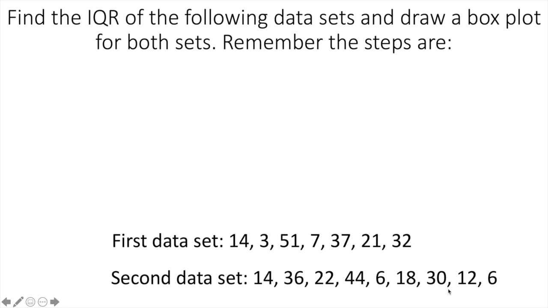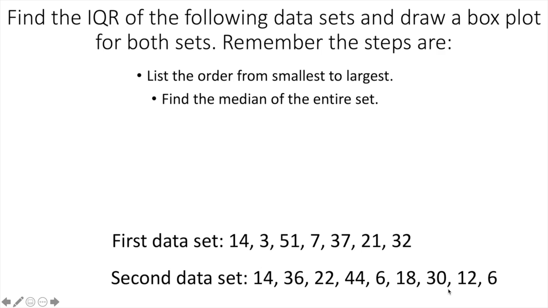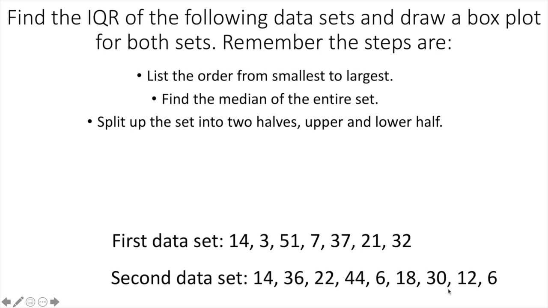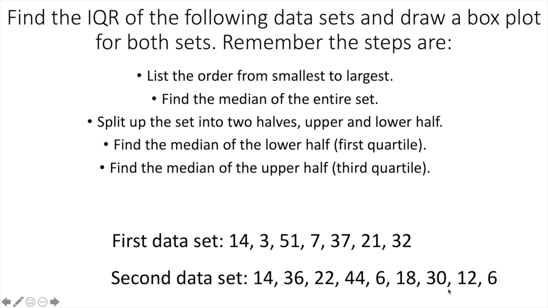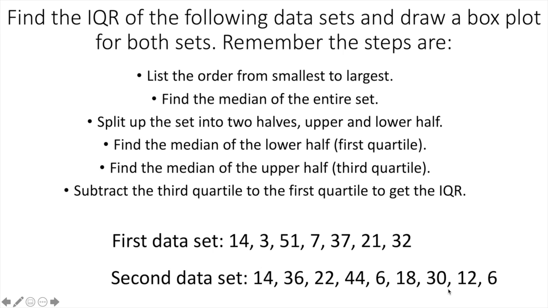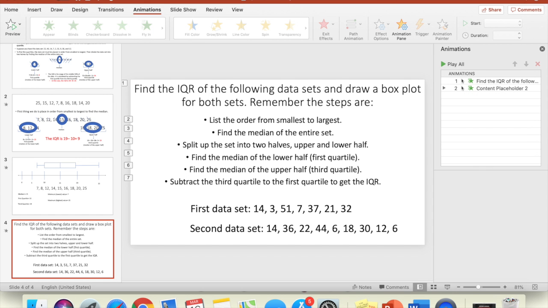So based on these two data sets, I want you to go ahead and find the inner quartile range of the following data sets, and I want you to draw a box plot for both sets. Remember, these steps are: list the numbers in order from smallest to largest, find the median of the entire set, split up the two halves into upper and lower half, find the median of the lower half, which is the first quartile, find the median of the upper half, which is the third quartile, and then subtract them from each other to get the inner quartile range.